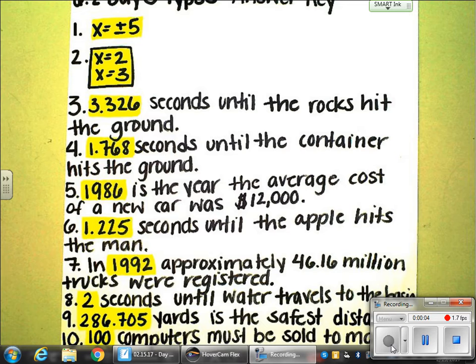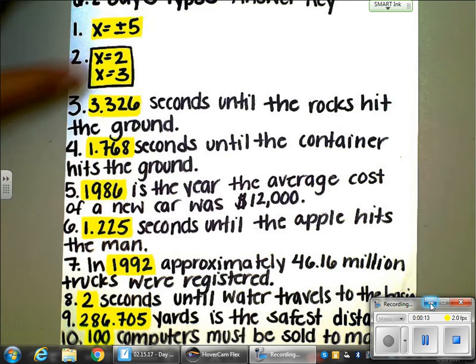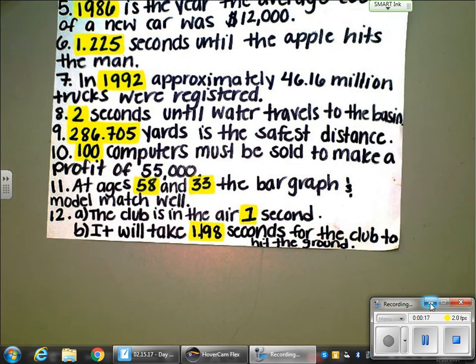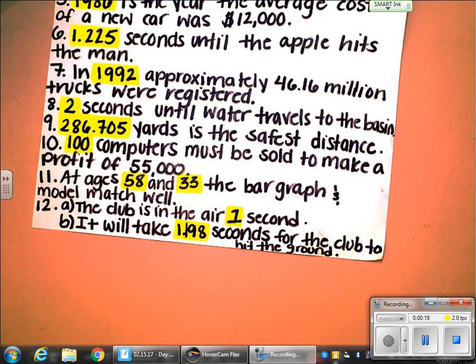Yeah, has to be green. So we just finished recording our answers for the Unit 6, Day 8, Type 3. And now we're going to do notes.